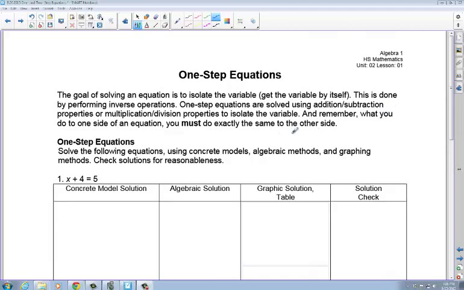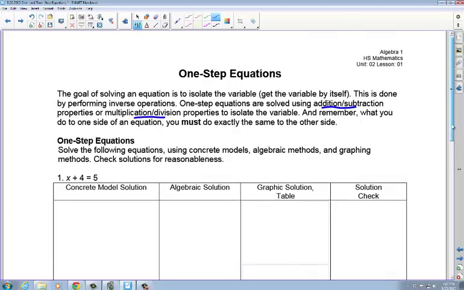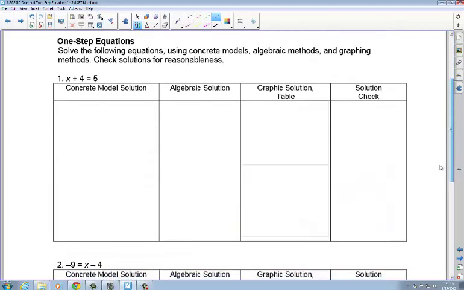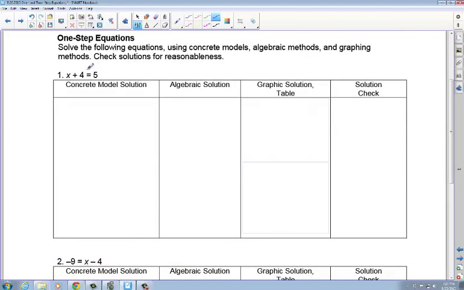One-step equations. We're going to isolate the variable, and we're going to use addition, subtraction properties, and/or multiplication, division properties to isolate the variable. Looking at number 1, we're going to copy this equation into algebraic solution exactly the way you see it.